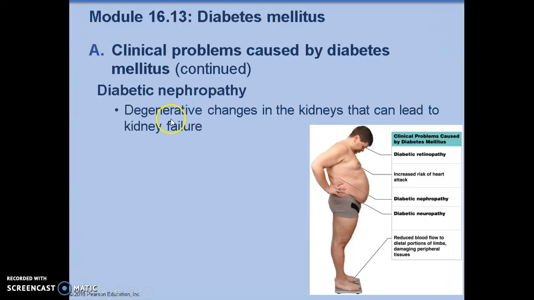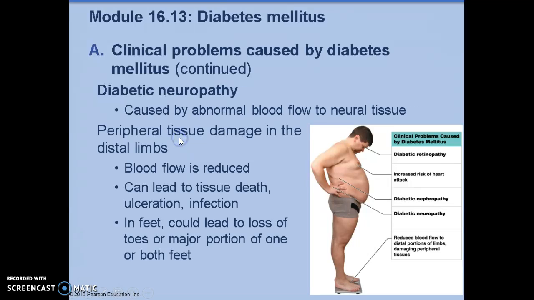And diabetic nephropathy, nephro is kidney, pathy is disease of, degenerative changes in the kidney that can lead to kidney failure. Diabetic neuropathy, abnormal blood flow to neural tissues causes damage, reduction in blood flow, tissue death, and loss of feet or limbs.